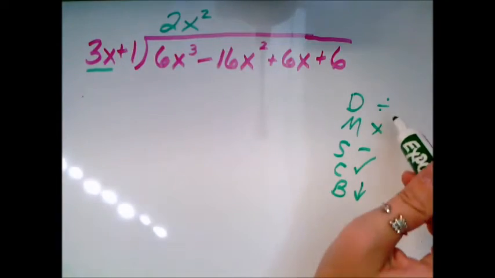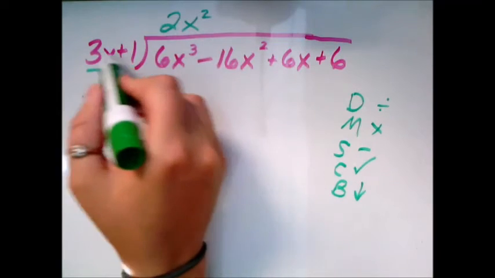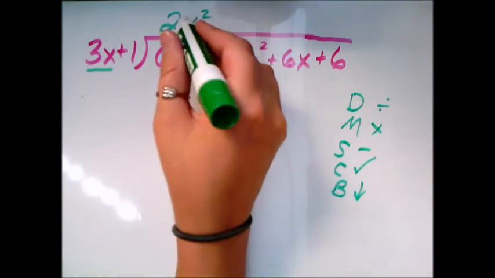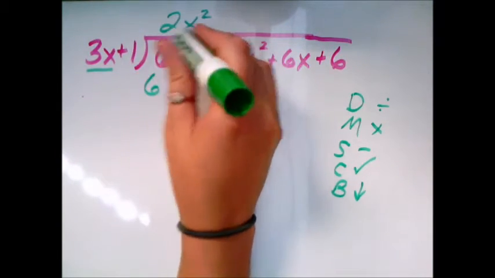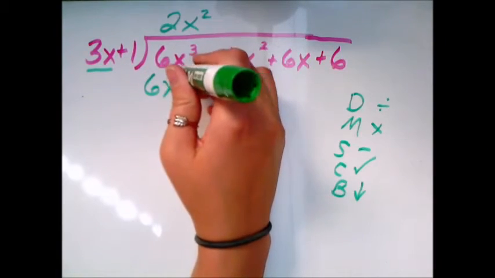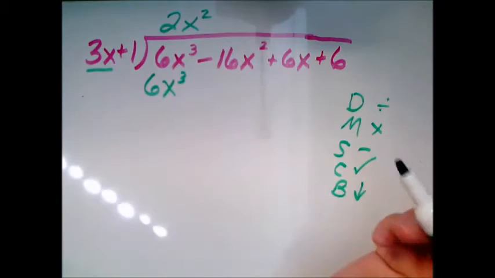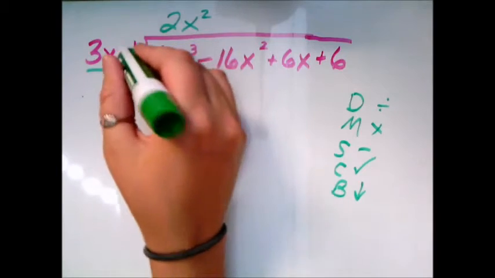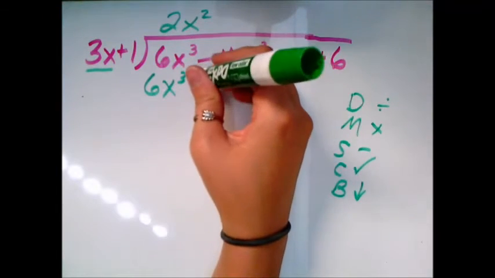So now I'm on multiply. Multiply this by my whole divisor. So 2 times 3 is 6, x squared times x is x to the third. If these don't match up, we kind of put the wrong thing up here, right? And then 2x squared times 1 is 2x squared.